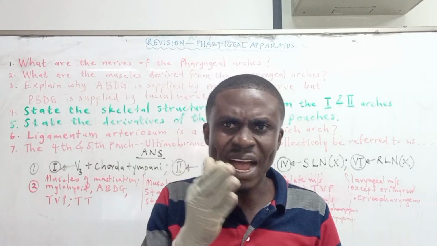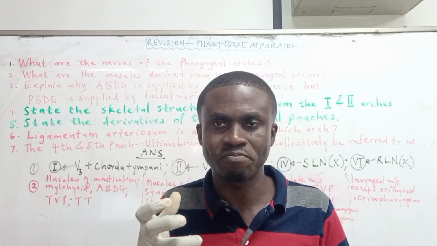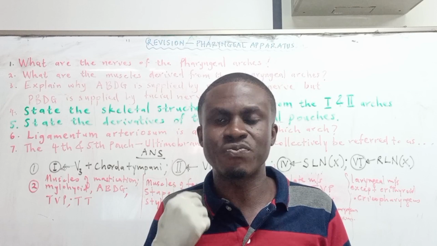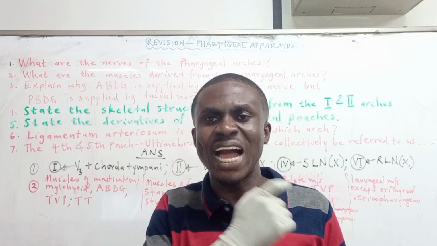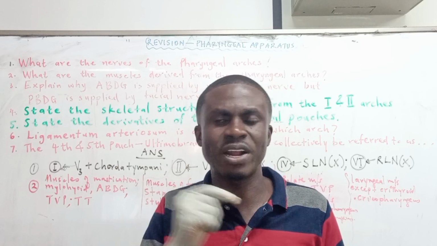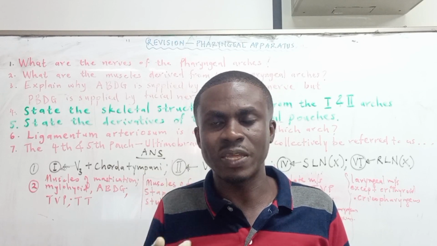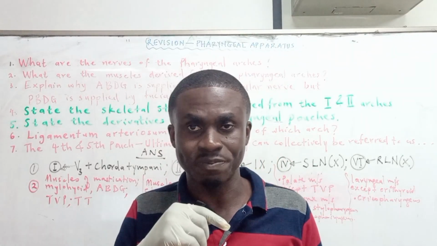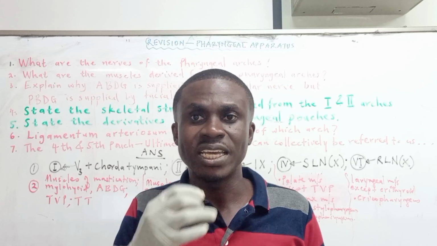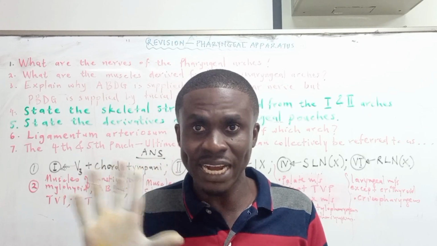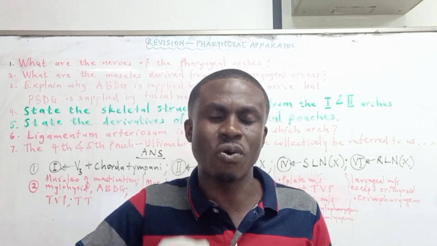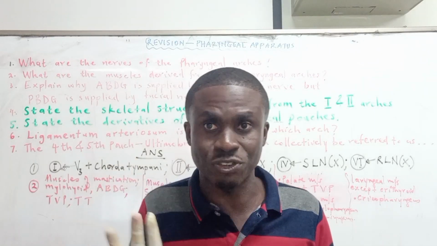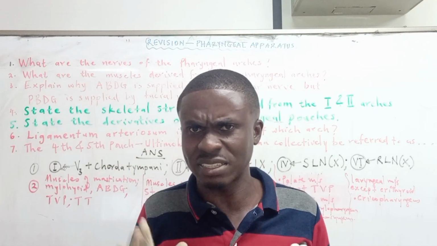The second arch, I told you about hyoid and stapedial artery. Then I told you about the third arch. For the third arch, we talk about common carotid artery and, of course, the internal carotid artery. Common carotid artery and internal carotid artery. Yes, that's what we see.